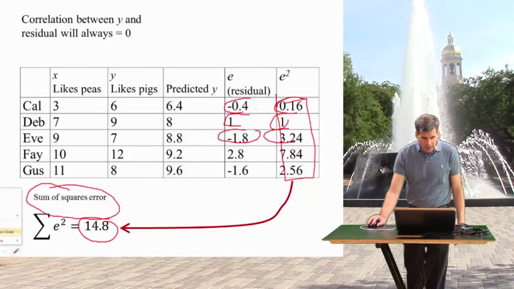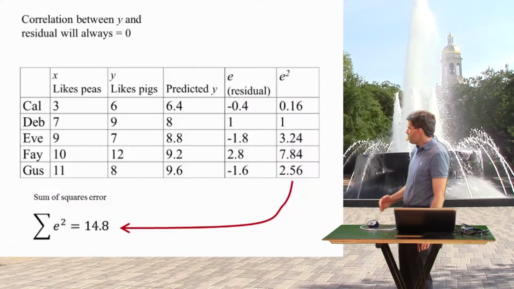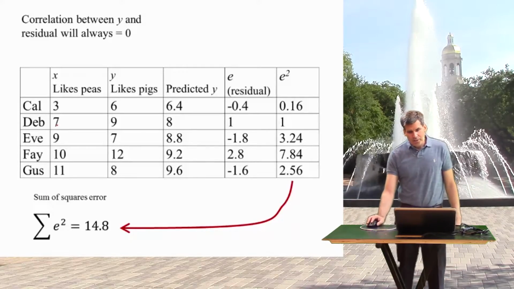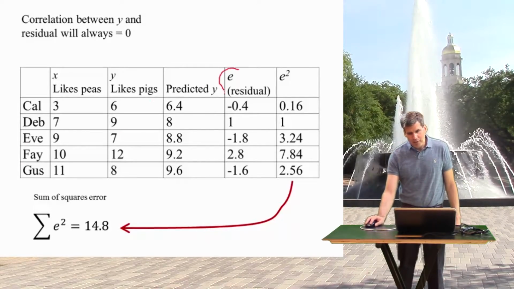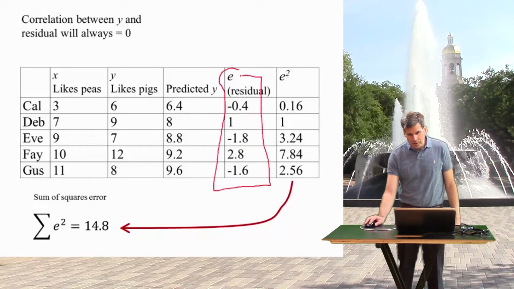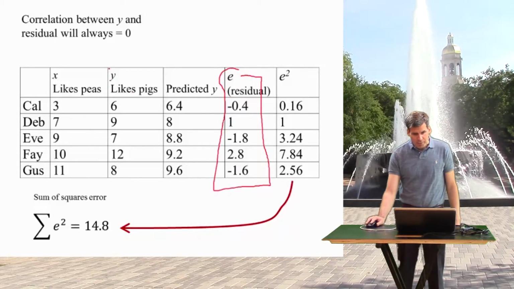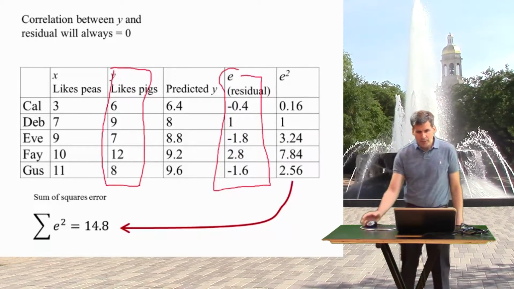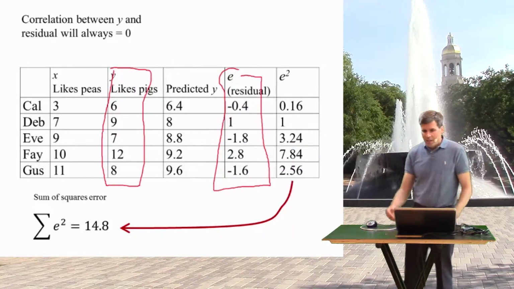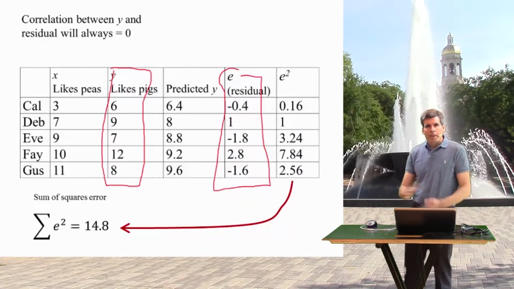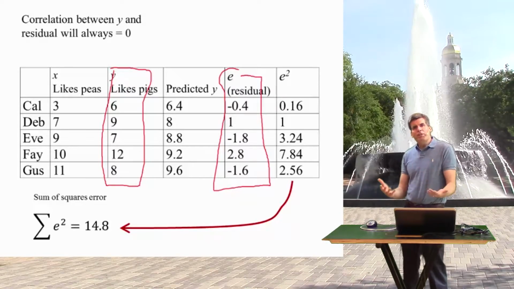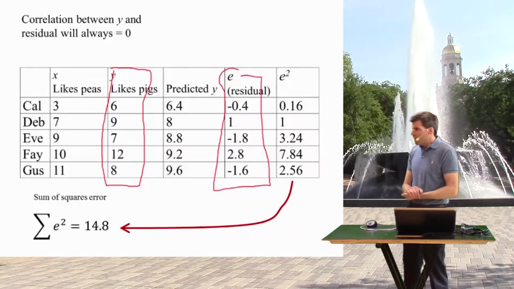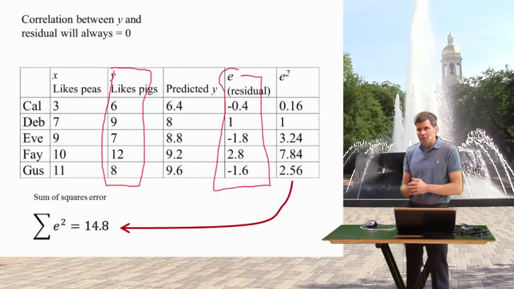Now at this point, I might ask you something, and I could do this at any point. Going back a bit, we calculated this error for every single person, and every single person has a score on Y, how much they like pigs. Every single person also has a score on E, the error. And I might ask, what is the correlation between Y and E, between your score on Y and the error? Tell me what that correlation is.